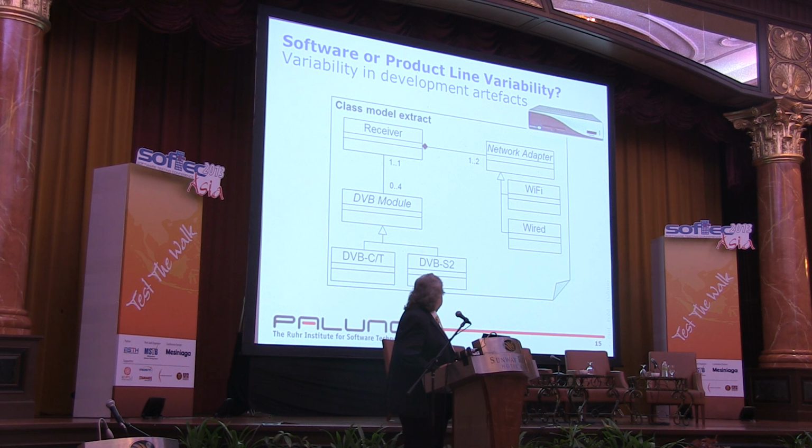So if you look at the class model, the first question is, are both DVB models in each product, or has one to be in each product, or can both be in, or must both be in? So essentially, from the class model, you cannot tell. You cannot tell if those are in each product, or if there's a product where only one is in, or a product where only the other one is in, or if both can be in.